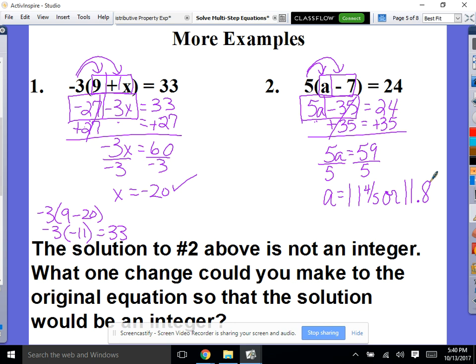So a little extra credit. What one change could you make to this original equation so that the solution would be an integer and not a rational number?